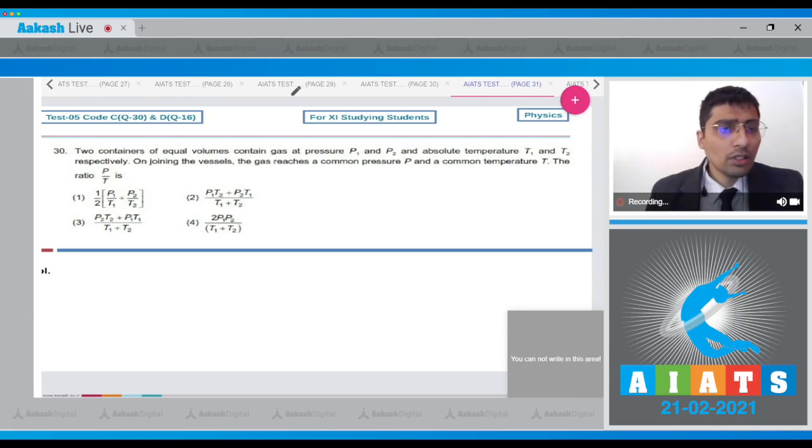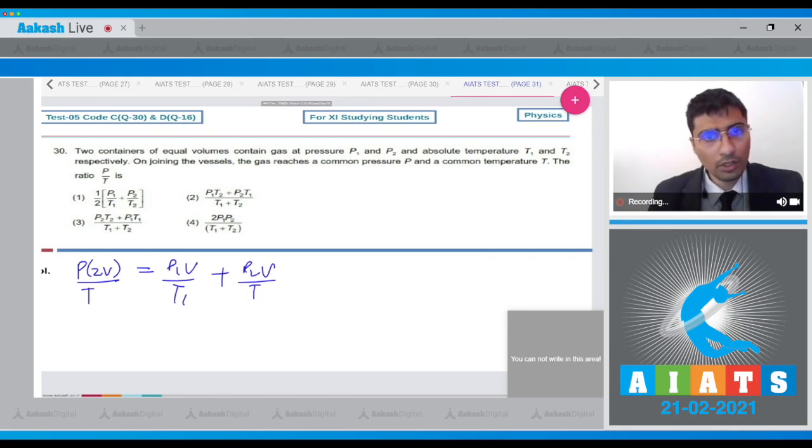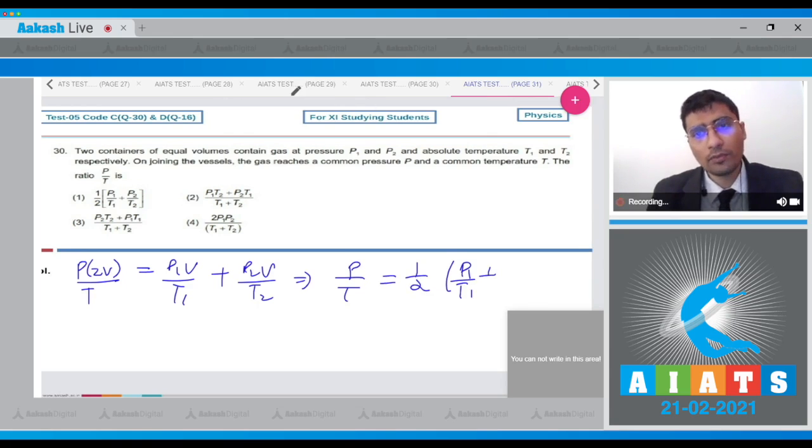Dear student, in this particular case, the number of moles of the gases remain constant. So finally, P into 2V by T, because the total volume becomes 2V, will be equal to P1V by T1 plus P2V by T2. This means that P by T will be equal to half of P1 by T1 plus P2 by T2. And hence for this question, dear student, the correct answer is option 1. Moving on to question 31.